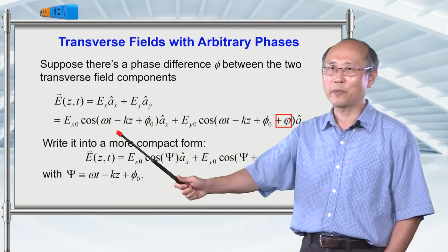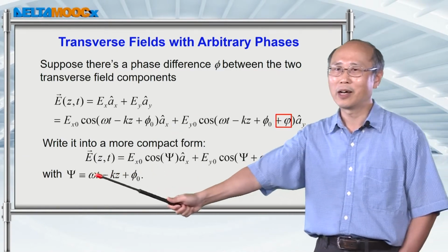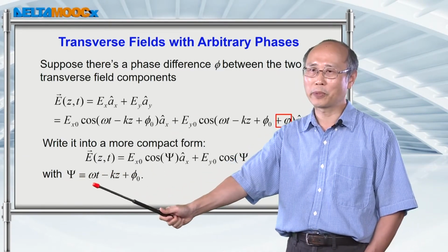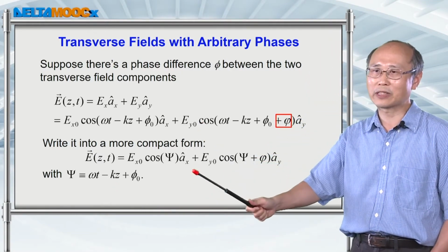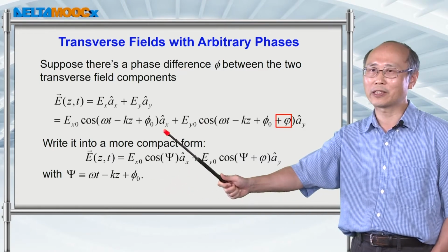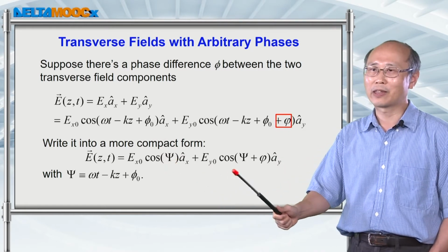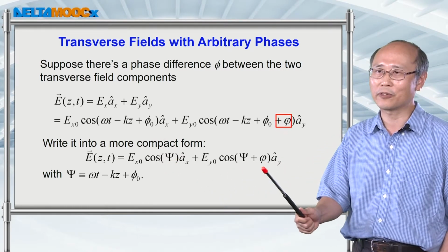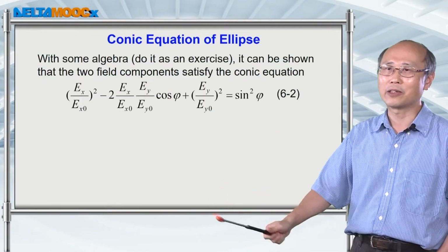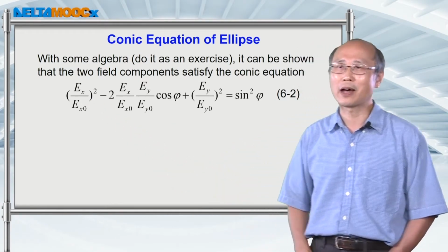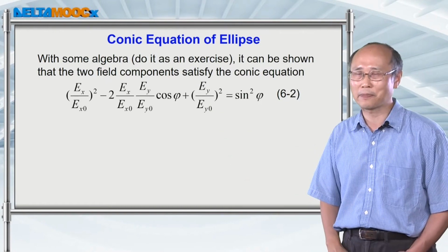And to simplify this expression, we group same expressions into a symbol called psi, which is omega t minus kz plus phi 0. And so we more or less simplify it a little bit and rewrite this expression to be this. Just put this same phase into this psi, and so we stand out this phase difference between these two components. And with some algebra, you can organize all the variables into this expression. And I urge you to do it as an exercise.